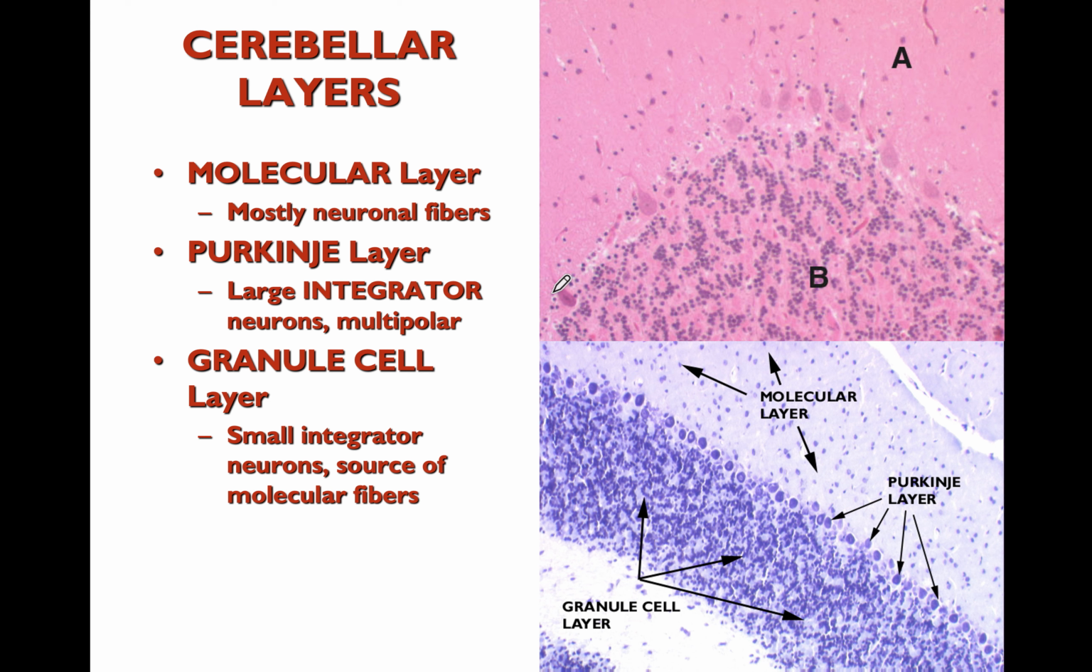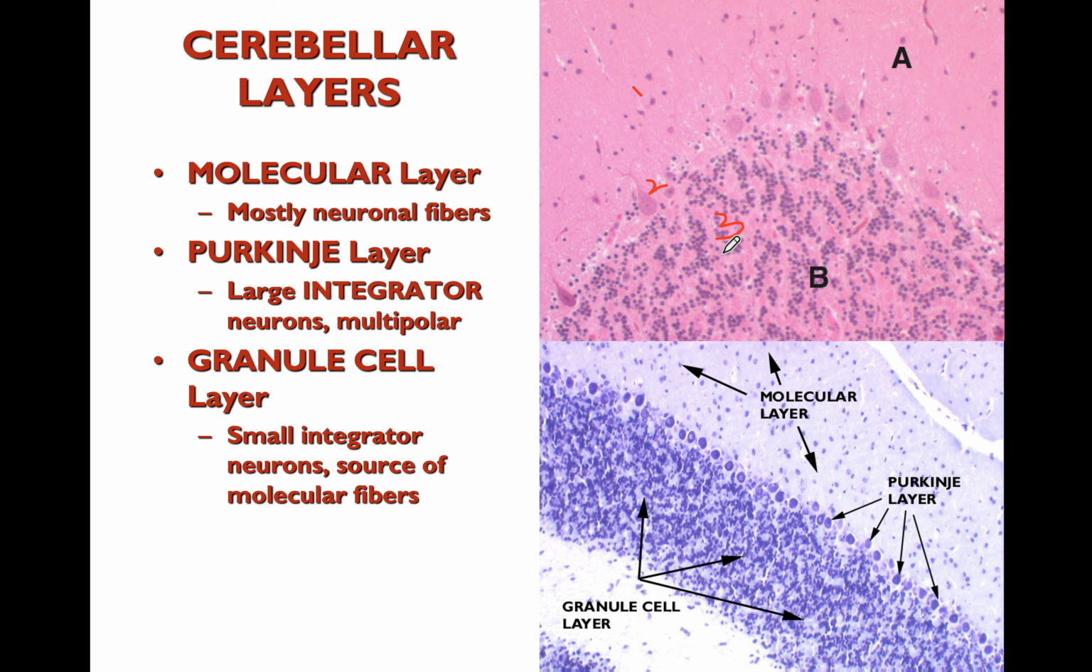In the cerebellum, again, we have gray matter and white matter, but the difference from the spinal cord is that the gray matter is found outside, whereas the white matter is found inside. The gray matter consists of 3 layers: 1, 2, and 3.